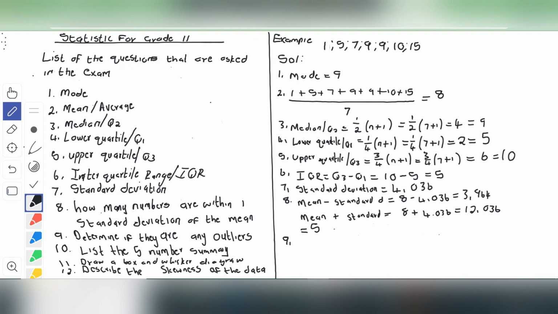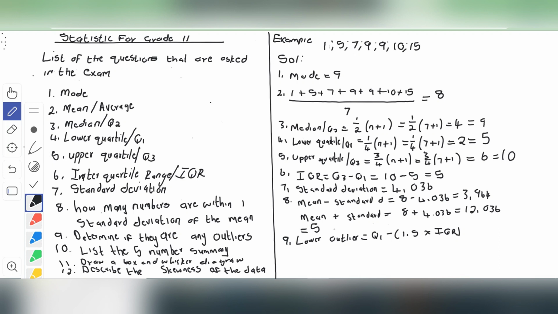Determine if there are any outliers. Right. So for outliers, we have two different types. The lower outlier, and the formula of the lower outlier is Q1 minus 1.5 multiplied by the interquartile range.